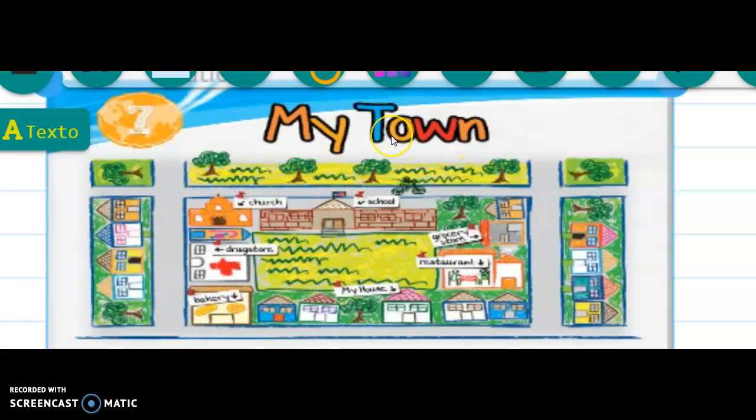My town. I live in a small town. It's very small, no, it's big, no, it's a city, okay? Mi pueblo, it's not a city, it's a town. Every morning, I walk to school with my mom, with her mother. Go to school.